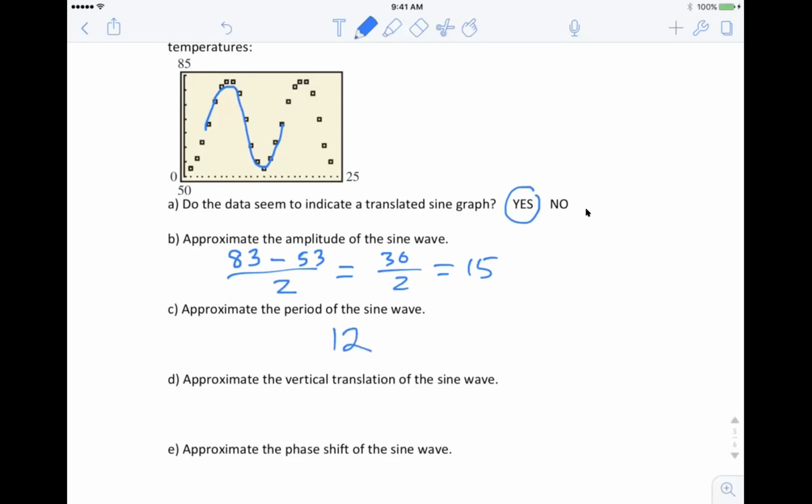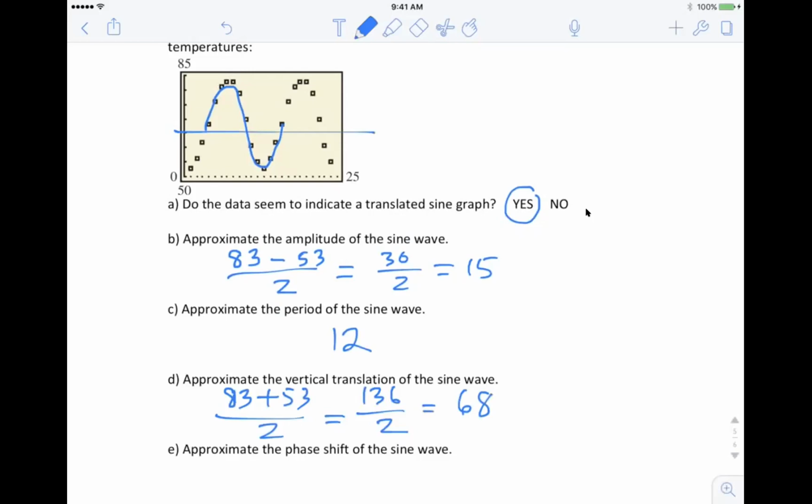The vertical translation should be the middle of the graph, right? Where is that? That's pretty much the average between the max and the min. So to find that vertical translation, you can take 83 plus 53 and divide it by 2. You're finding the average between the max and the min. This is 136. If I add those together, 136 divided by 2, which is 68. There would be your vertical translation.